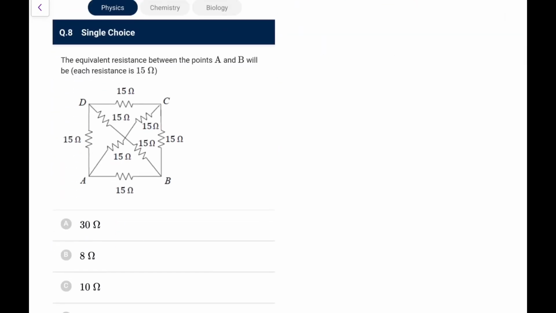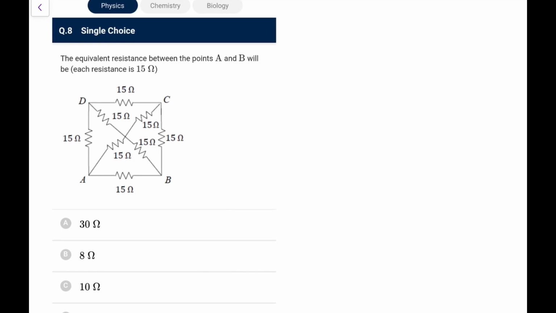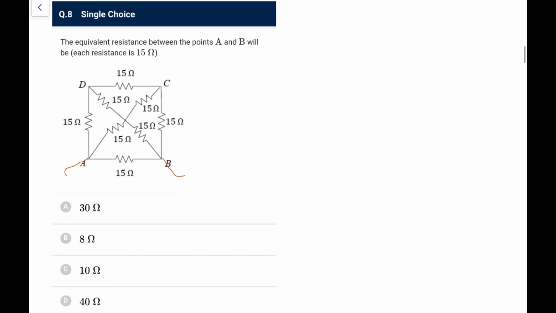Now the equivalent resistance between points A and B will be, okay, each is 15. Between A and B, first let me mark them out. This is 15, so everything will be parallel to this 15, so the answer would be less than 15, so these two are rejected. Now we are left with only two choices, 10 or 8. Now what to do? As per the diagram it's tough to make out, but what I can see, it is not crossing, I suppose. If it does not cross, it is a junction, I can assume it to be O.